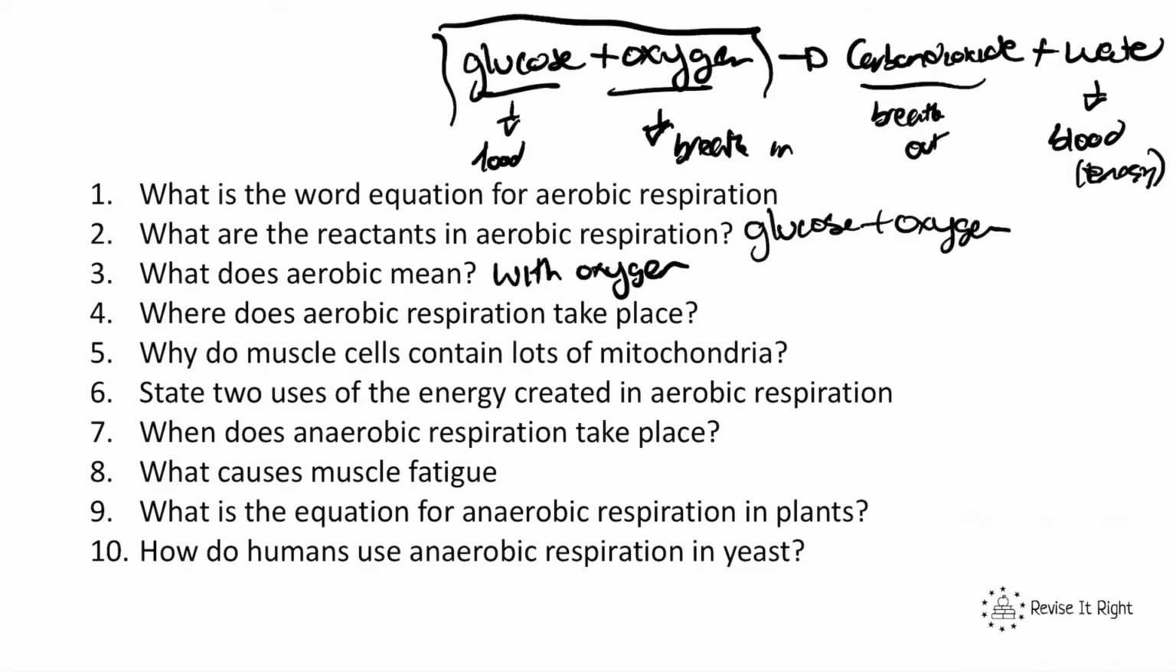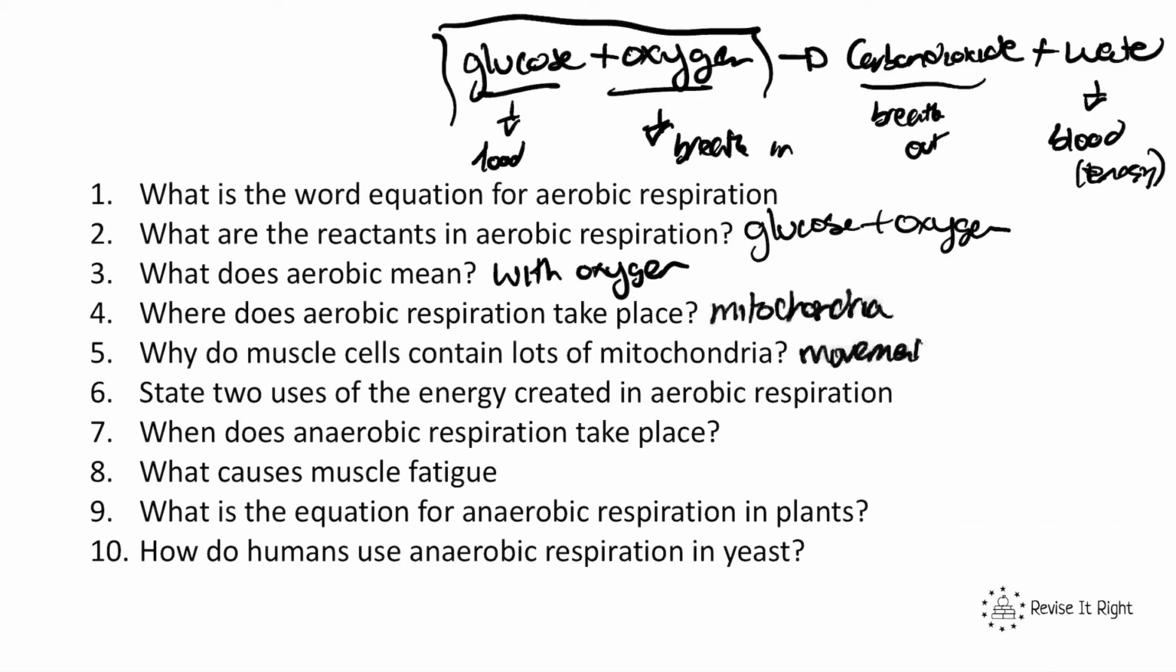Where does aerobic respiration take place? In the mitochondria in our cells. Why do muscle cells contain lots of mitochondria? For movement. Movement requires lots of energy, and therefore they need lots of mitochondria to provide that energy. So, 2 uses of the energy created or transferred in aerobic respiration. Well, to build up larger molecules is one, for muscles to contract for movement is another, and also to maintain a body temperature is a third that we looked at. So any 2 from them.